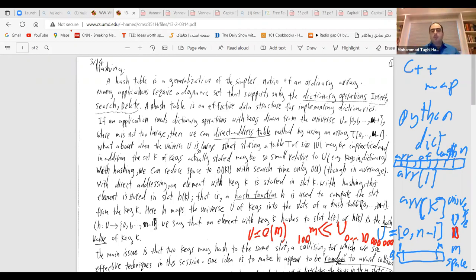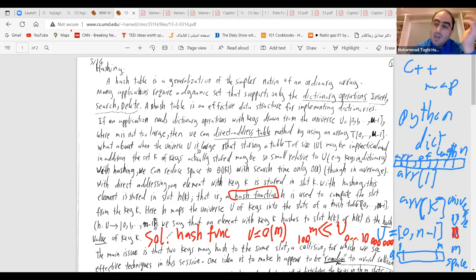So if, I don't know, U is only 1000 and M is 100, maybe in this case we don't mind having an array of size 1000. But as I mentioned, if U is much larger than M, we want to find better algorithms. And the best thing for this would be a hash table, a hash function essentially. So the solution would be the hash function. Good. So the hash function essentially resolves this issue.